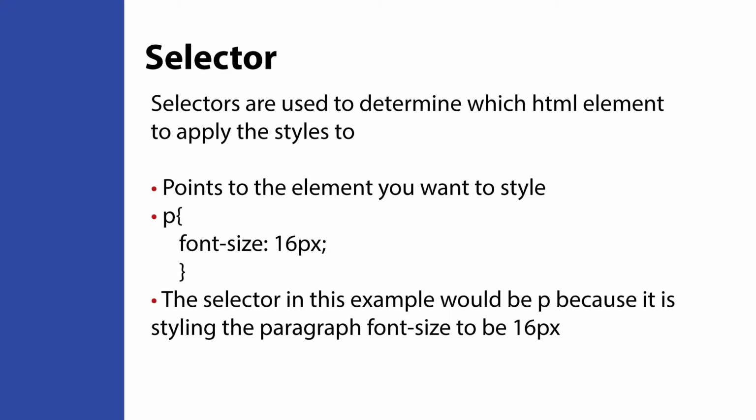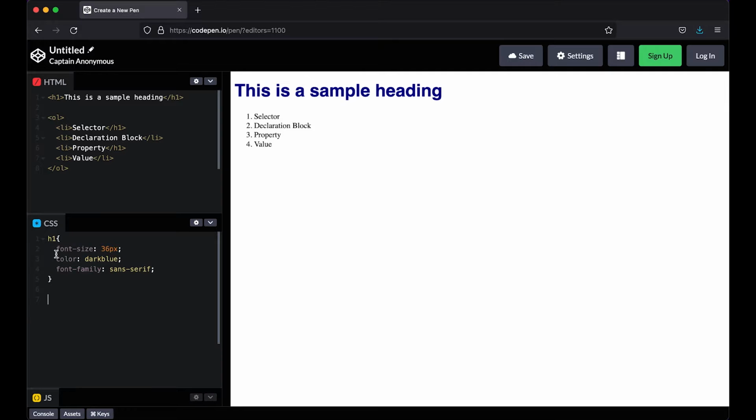Now, the first component of CSS we're going to be reviewing is the selector. Selectors are used to determine which HTML element to apply the styles to. So essentially, the selector points to the element you want to style. As you can see in our example, the H1 here is going to be the selector because we're selecting the H1 element to style. Our next selector is going to be OL because we're selecting the ordered lists to style.